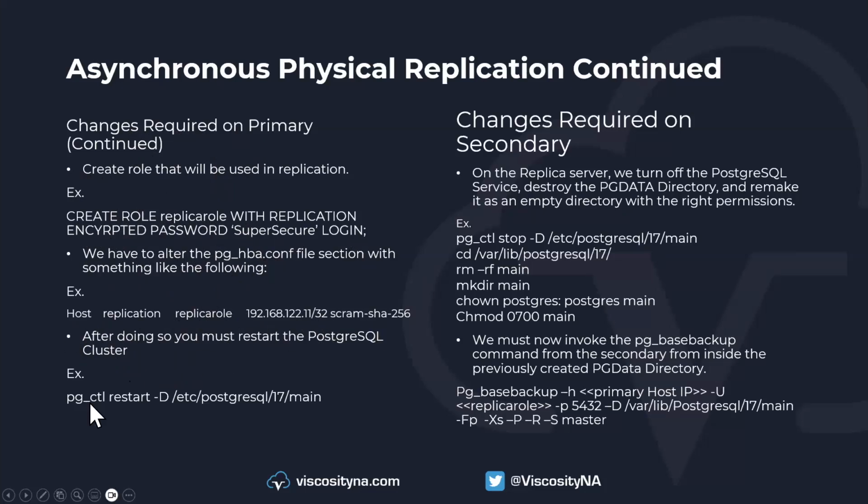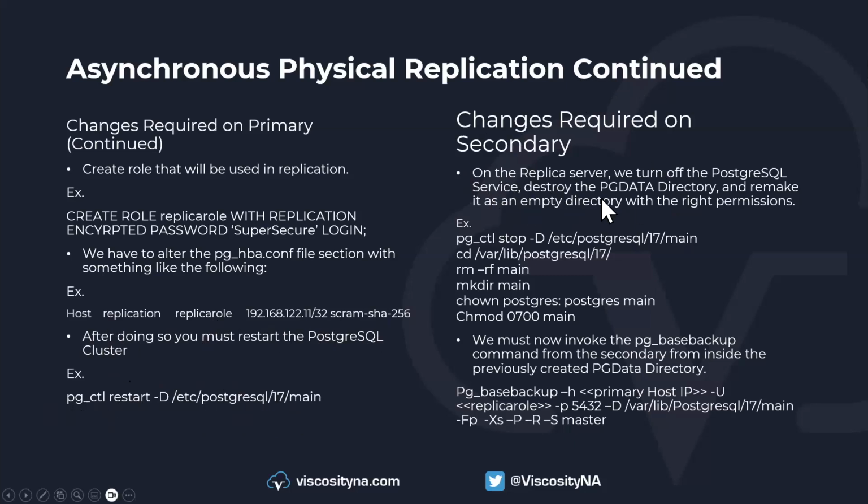So after making these changes on the config files, you actually have to restart the PostgreSQL cluster or service, and you can do so through either the pg_ctl utility or systemctl utility if you're using some other flavor of Linux. You'd have to consult that specific documentation, but ultimately you need to restart the process for those values to be taken into account. Then there are a number of changes required on the secondary server.